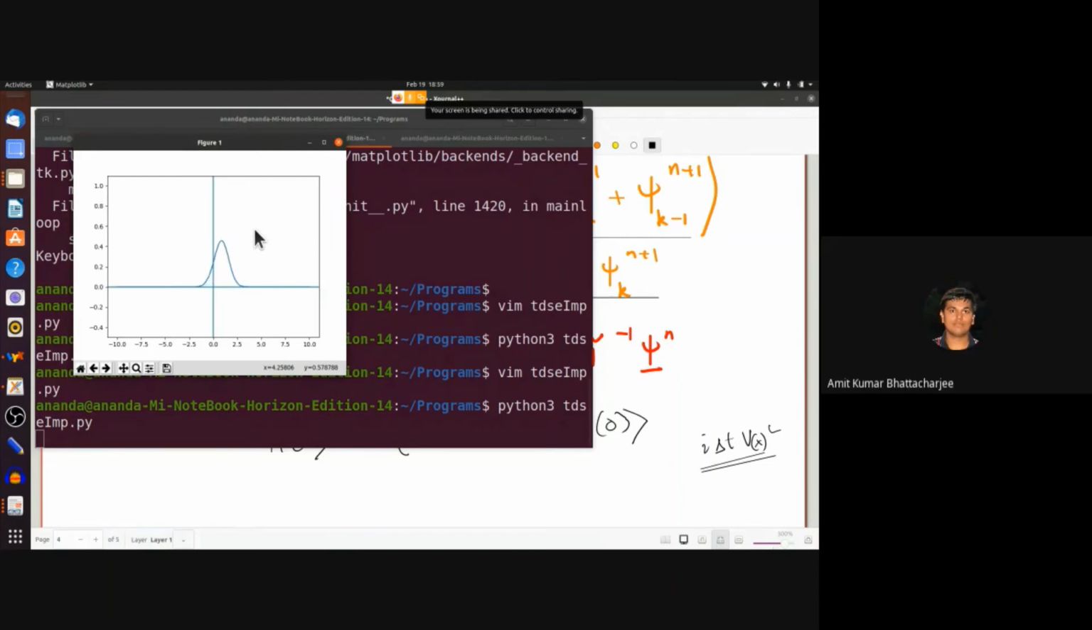Diffusion. Isn't it diffusing? It's not diffusing actually. It looks like diffusing because its height is going. You mean its height is becoming smaller? Yeah, it looks like diffusing. It's not really diffusing. It's just losing its norm.